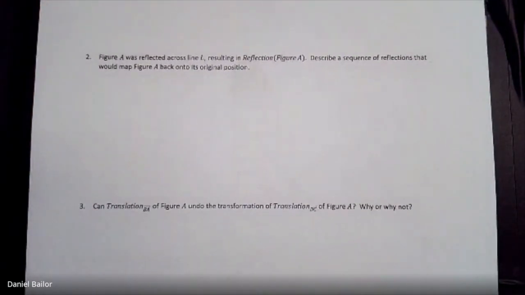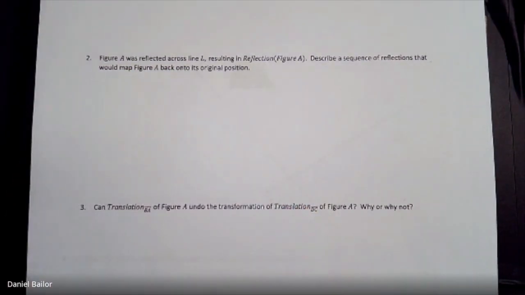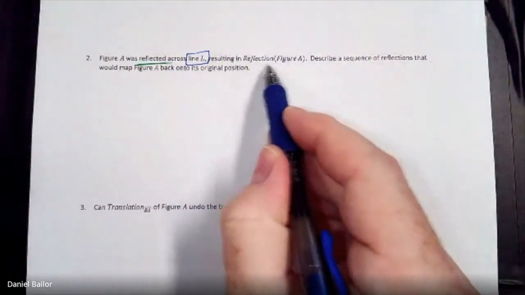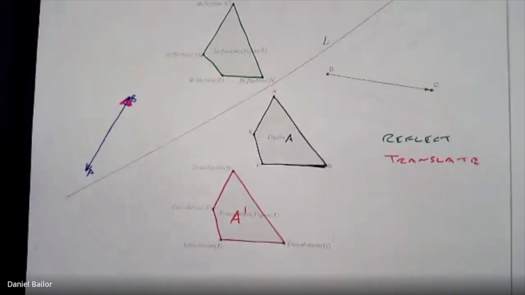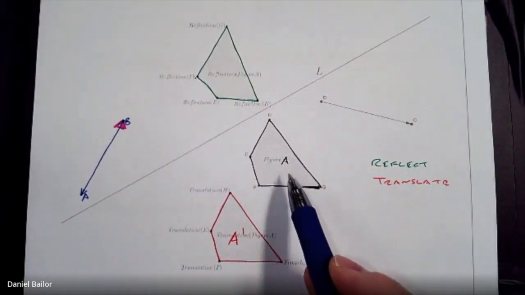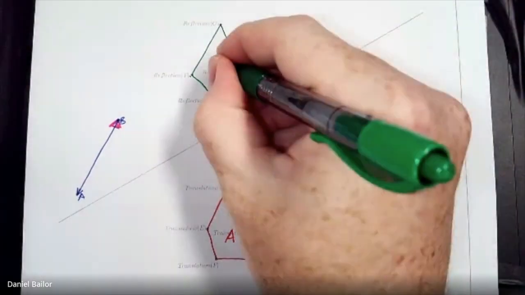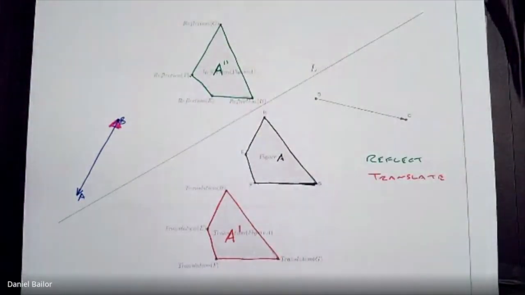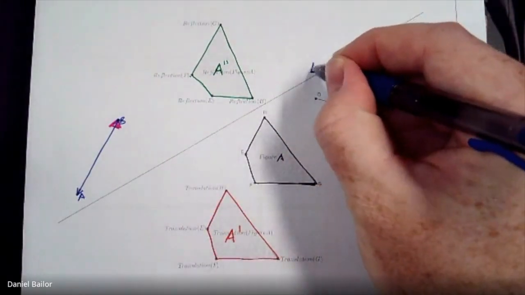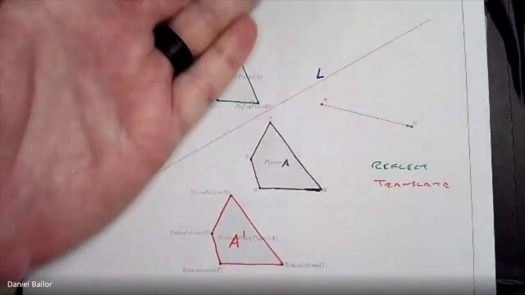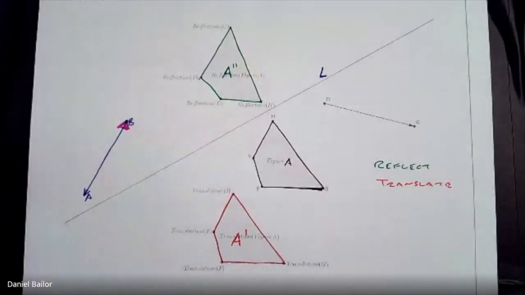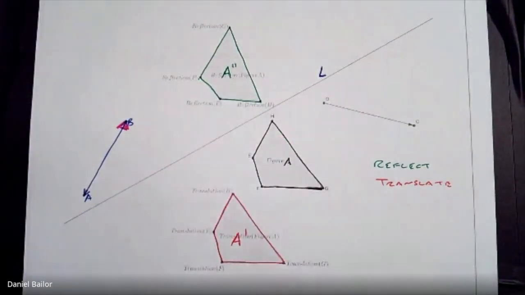And let's see what they're telling us about number 2. Figure A was reflected. So this time it was reflected across line L. So that's the rule, line L. Resulting in reflection of figure A. So that first sentence is just telling us the original A was reflected to make, I'm going to call this A prime prime. So it reflected over line L. It flipped, like, watch my hand, it flipped over. So this flipped to make that. That's all the first sentence tells us.